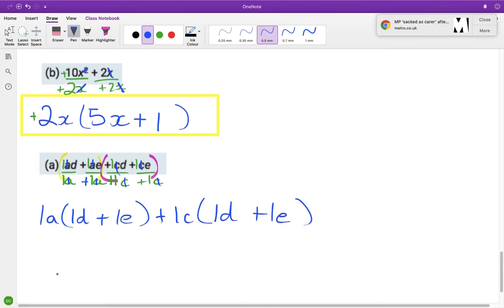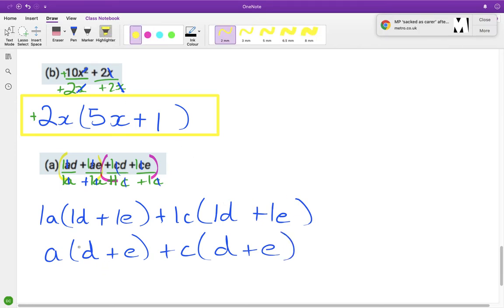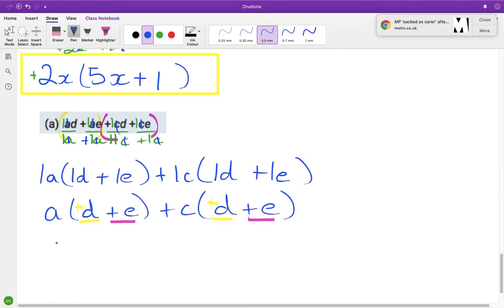Now that would be exactly the same with no ones. So we just had D plus E plus C bracket D plus E. Exactly the same. Okay, so let's have a look and see our matches. So this is a plus D and this is a plus D, so they match. And this is a plus E and this is a plus E, so they match. Okay, so D plus E and then A plus C.